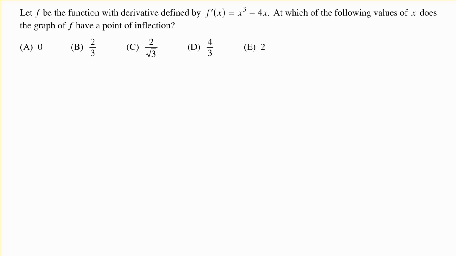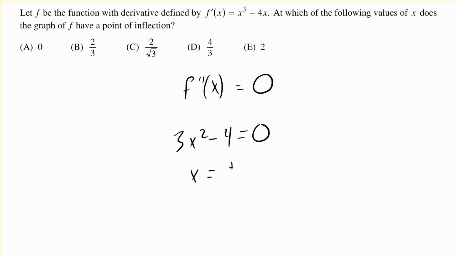Let f be the function with the derivative defined by f prime equals x cubed minus 4x. At which of the following values of x does the graph have a point of inflection? All right, so we've got a derivative. We're looking for a point of inflection, so that will be where the second derivative equals 0. So the second derivative is 3x squared minus 4. It equals 0 at plus or minus root 4 thirds, which is the same as 2 over root 3, plus or minus.